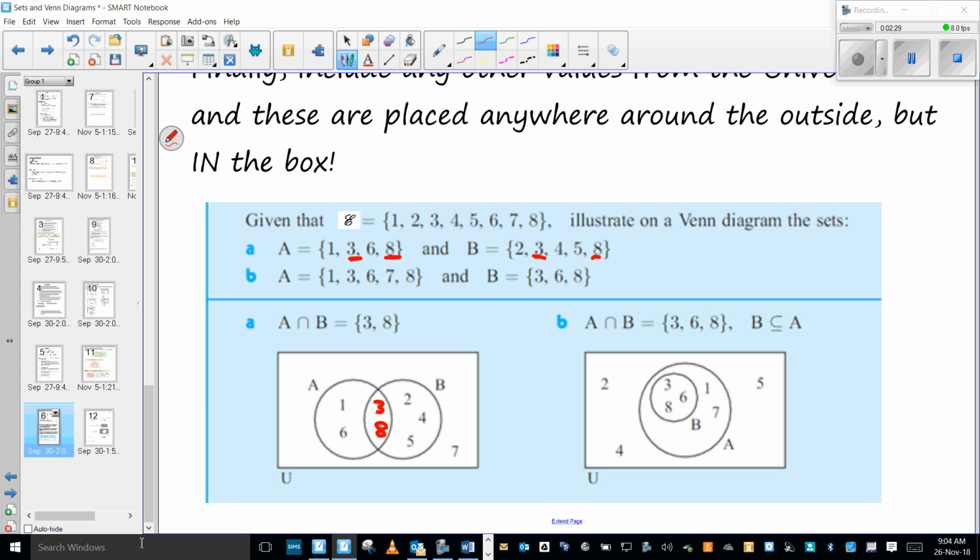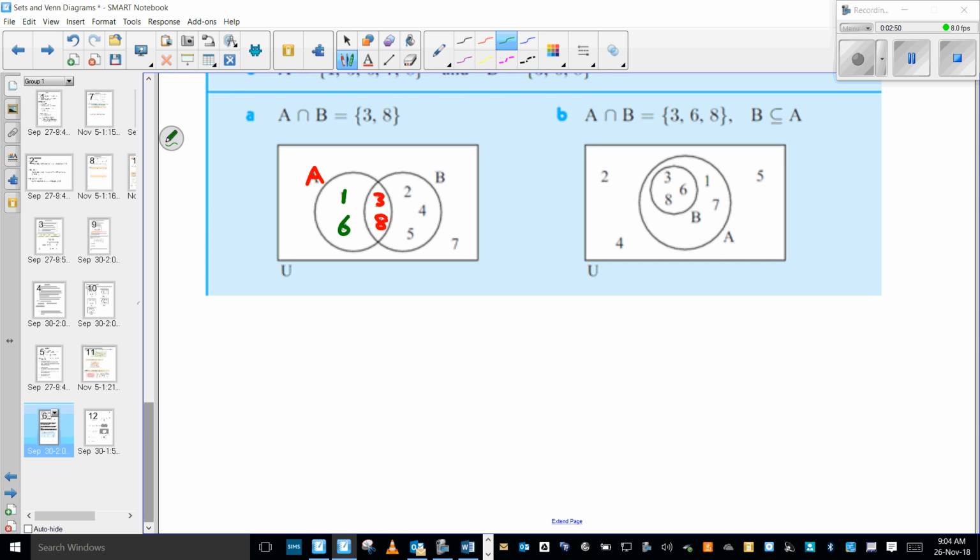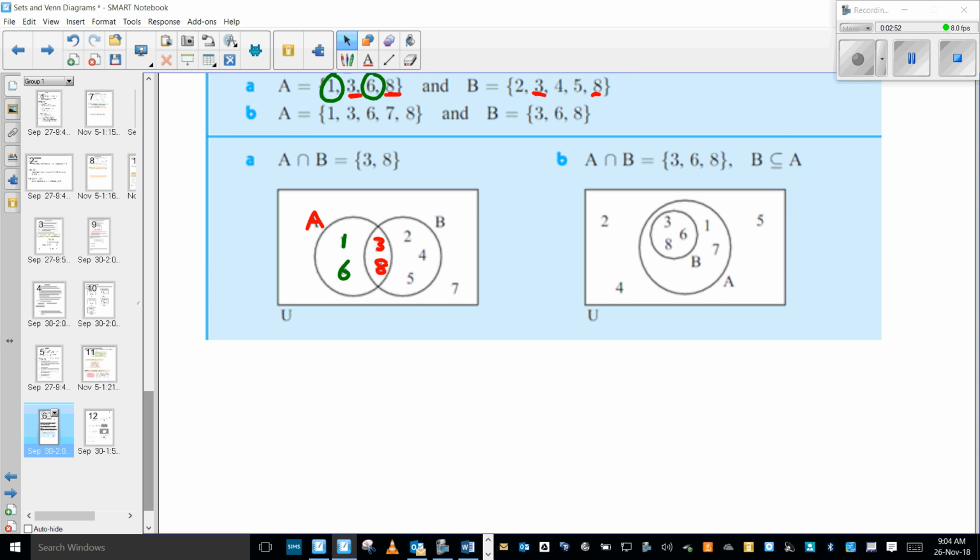So far, so good. Then, if we've labelled this left-hand circle A, we have a look at set A and say, okay, what's left? There was 1 and 6. So that's where we write 1 and 6. You need to make sure that the circle indicating set A includes all of the members of set A. So you have a look at that circle. You've got 1, 3, 6, and 8. Were they the elements in A? Yes, so that's done.